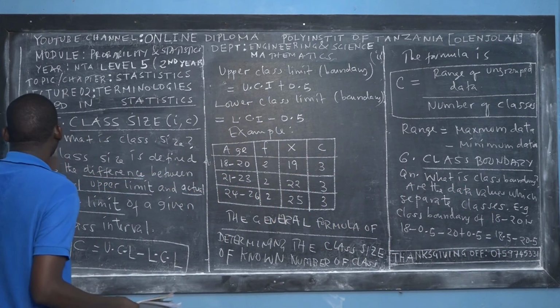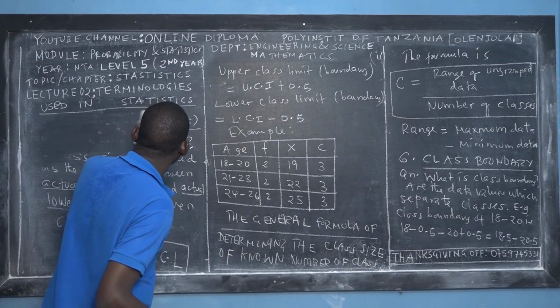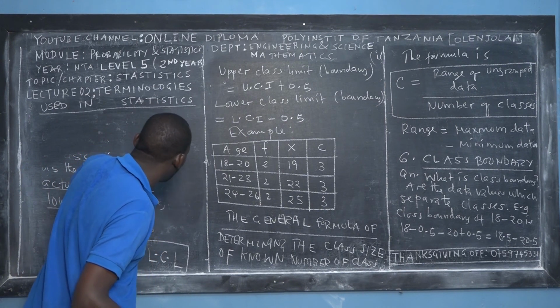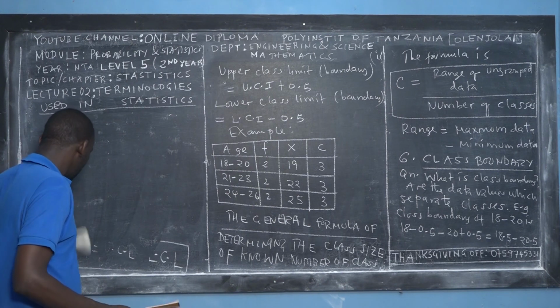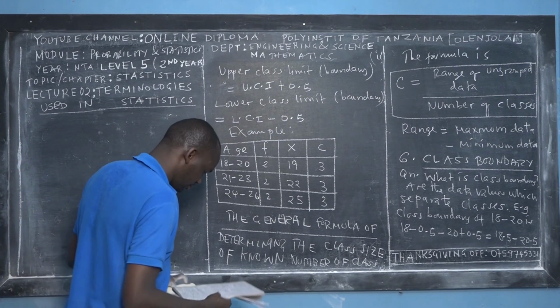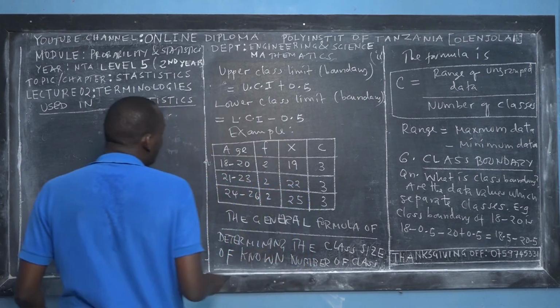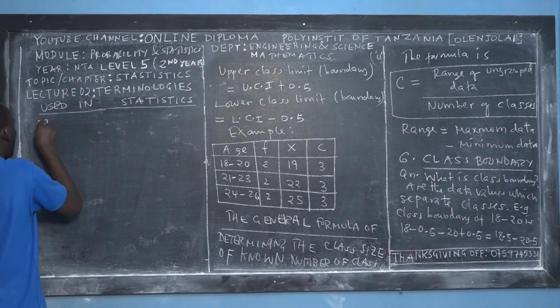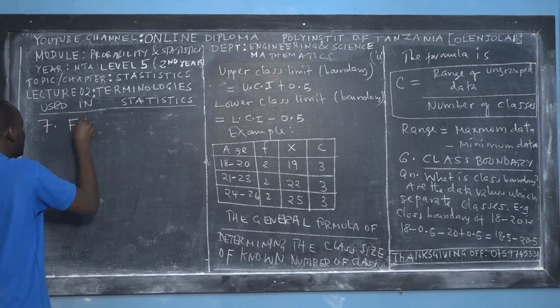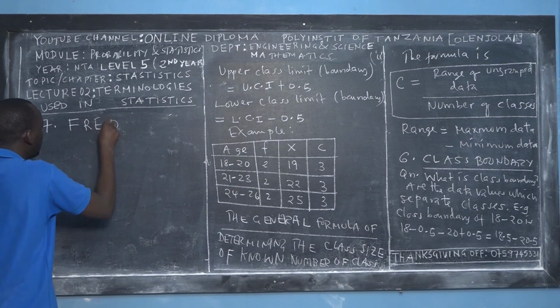So that's all about the concepts of the sixth terminology, which means the class boundary or the class limit. Fantastic. So we have the seventh terminology, which I've already mentioned but we didn't discuss. This terminology we call frequency.